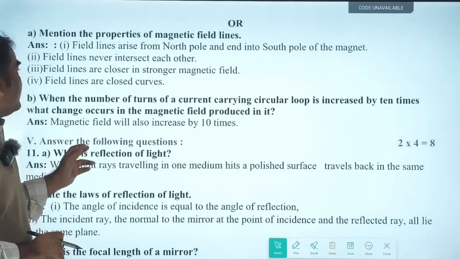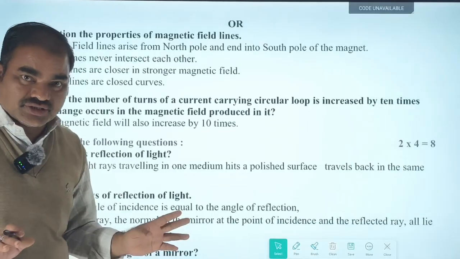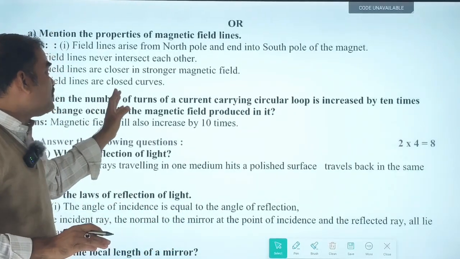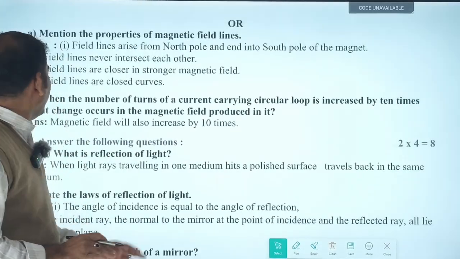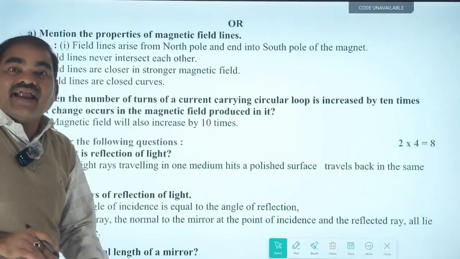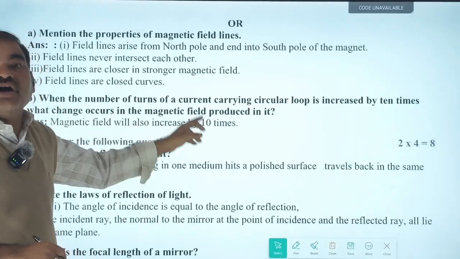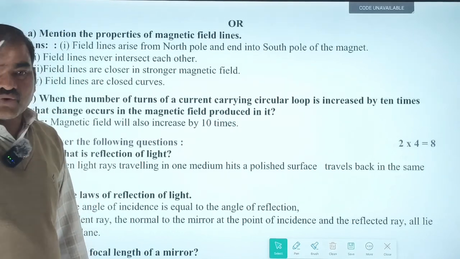And the second point: field lines never intersect each other. And third, field lines are stronger where they are closer together, meaning a stronger magnetic field. At the poles they are stronger. And field lines are closed curves; they are not straight lines, they are closed.